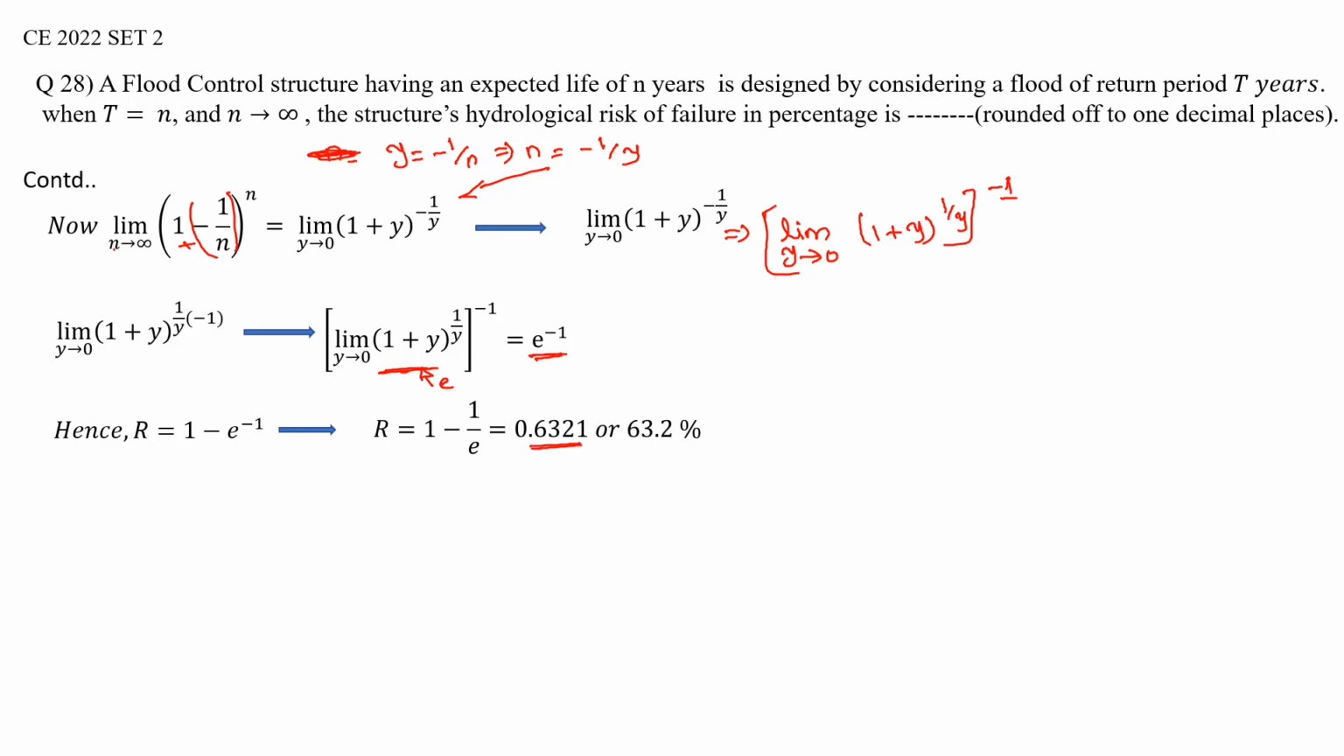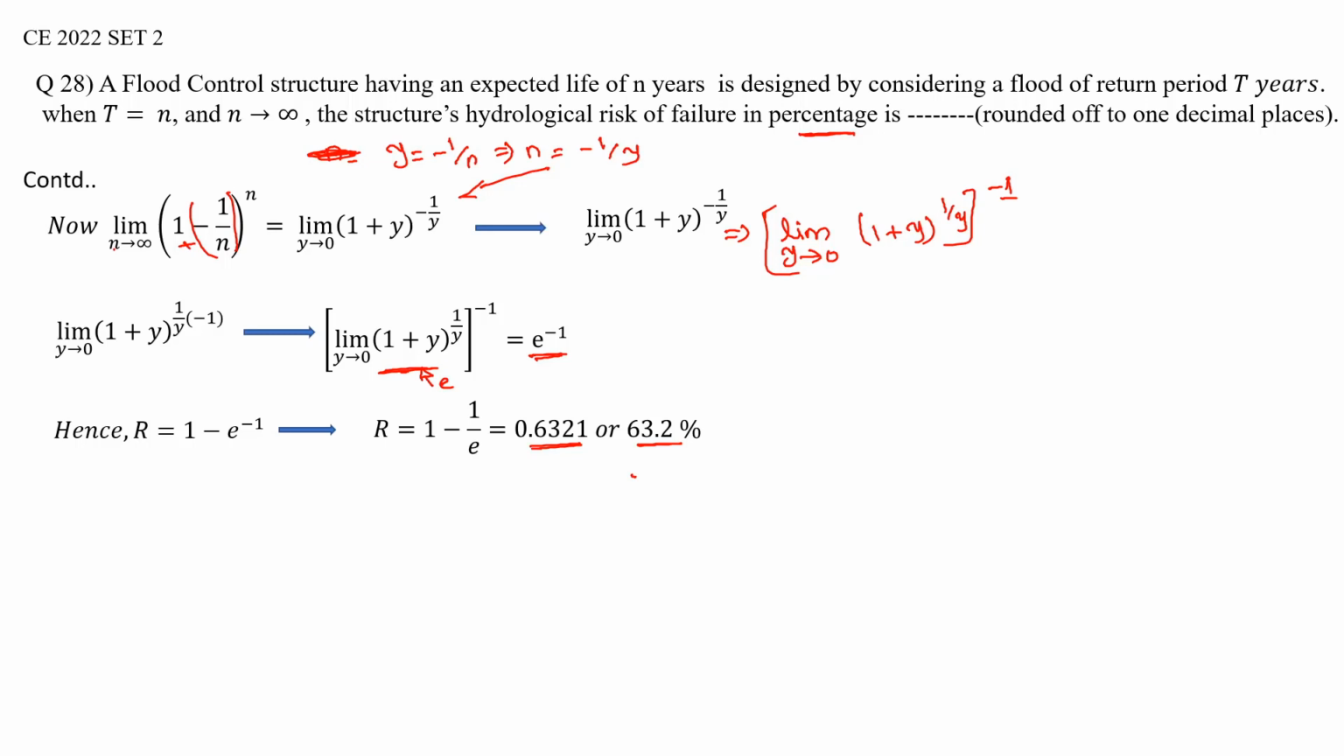When you enter this particular 1 minus 1 by e in the calculator, you will get a value of 0.6321. But the question asks to write it in percentage, so it will be 63.2%. Okay, is it clear? Yes, sir.